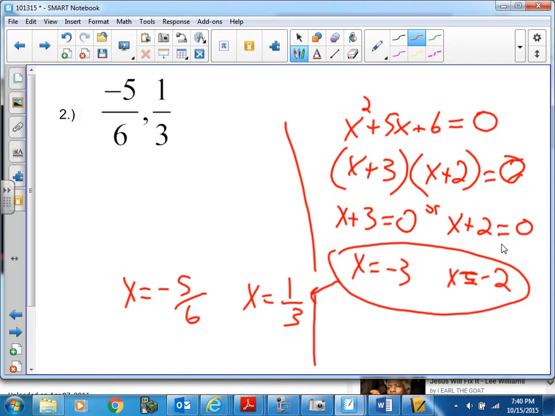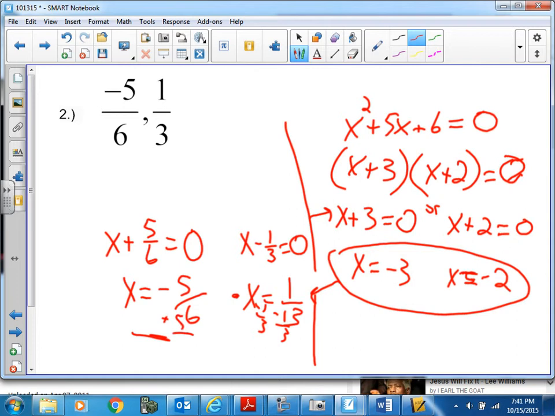All right, now we have this part right here. The next part, if you worked backwards, would be this. So how would I get x plus 3 from that? Well, I'd have x plus 5/6 equals 0. And here I'd have x minus 1/3 equals 0. What I did basically is take the original part here and subtract 1/3 on both sides, and then add 5/6 on both sides. That's how I get this and this.